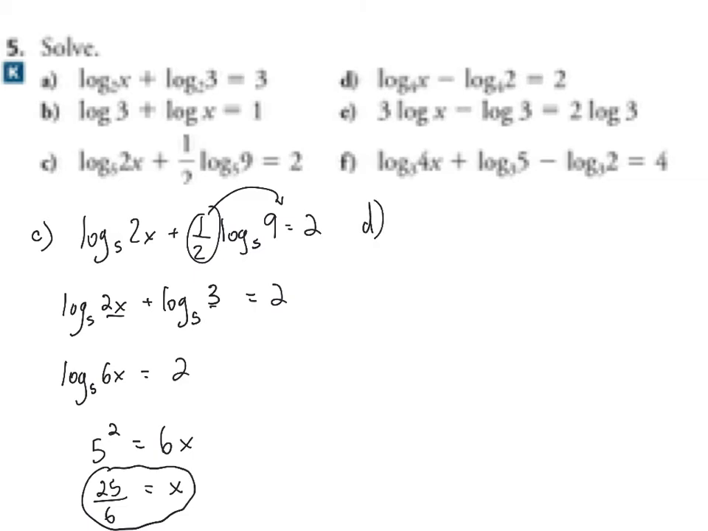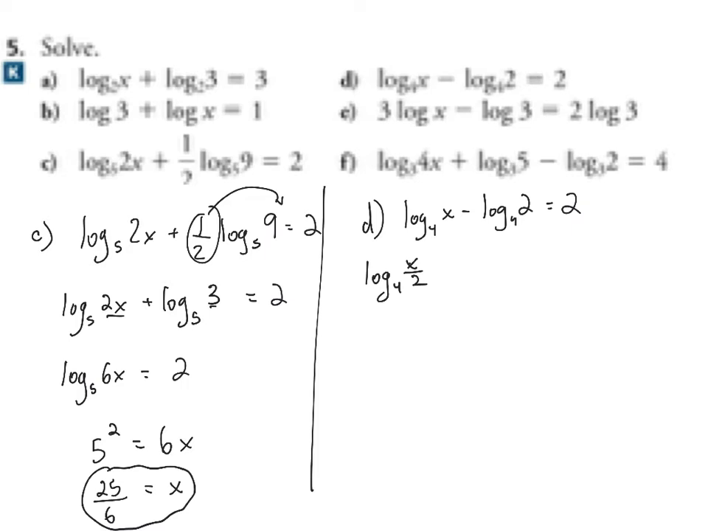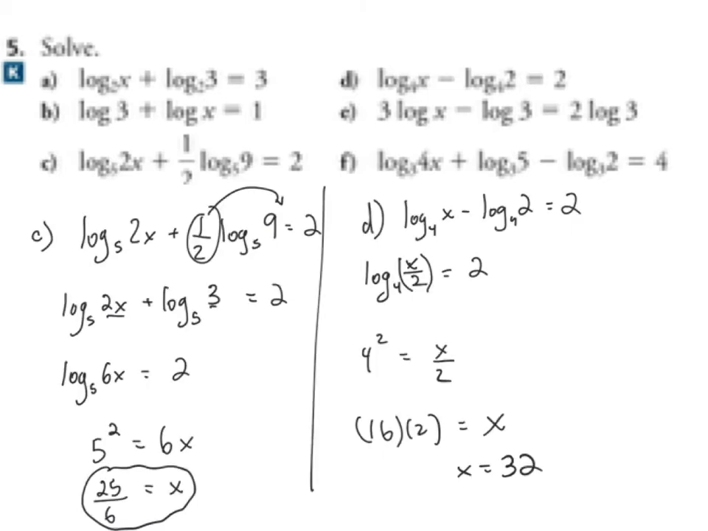Part D, log base 4 of x minus log base 4 of 2 equals 2. All right, so log base 4 of x over 2. This is a subtraction now, so we're dividing by 2 in here for the argument, and this is equal to 2. And so 4 to the power of 2 equals x over 2. So 16 times 2 equals x, so x equals 32.